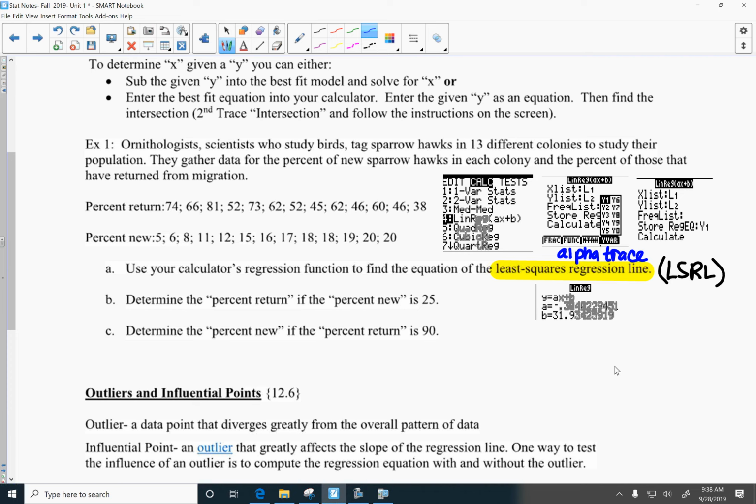All right? I do want to go back and talk about these variables. So percent return, we define that as our X list. So that went into L1.